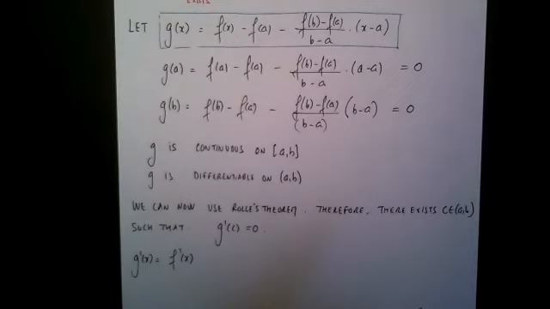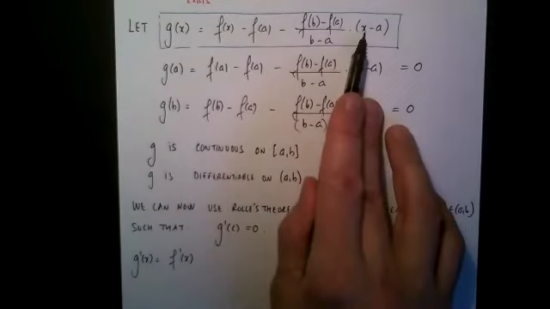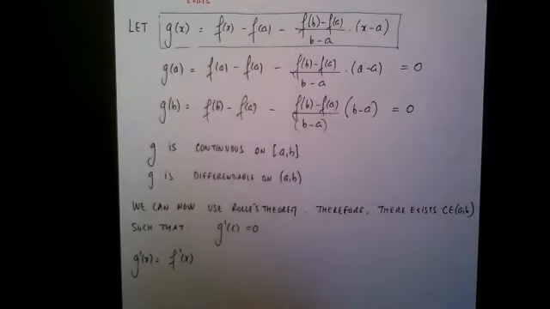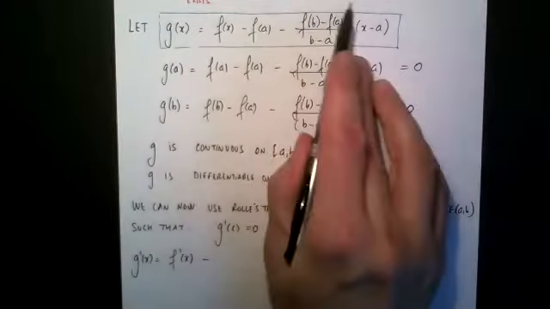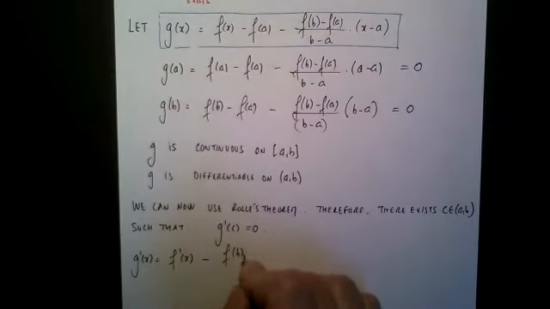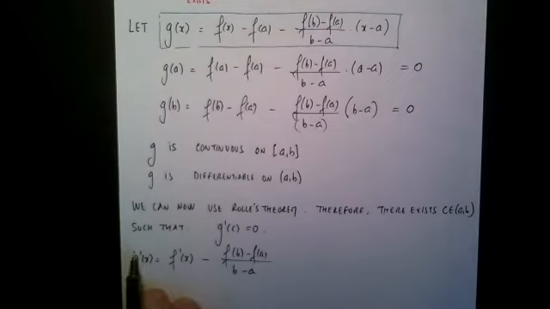Zero, 2. No, there's an X here. It's going to be the entire fraction, exactly. So if I FOIL the fraction inside here, I'm going to get minus F of B minus F of A over B minus A. That's what I have as a derivative. So this is G prime of X.